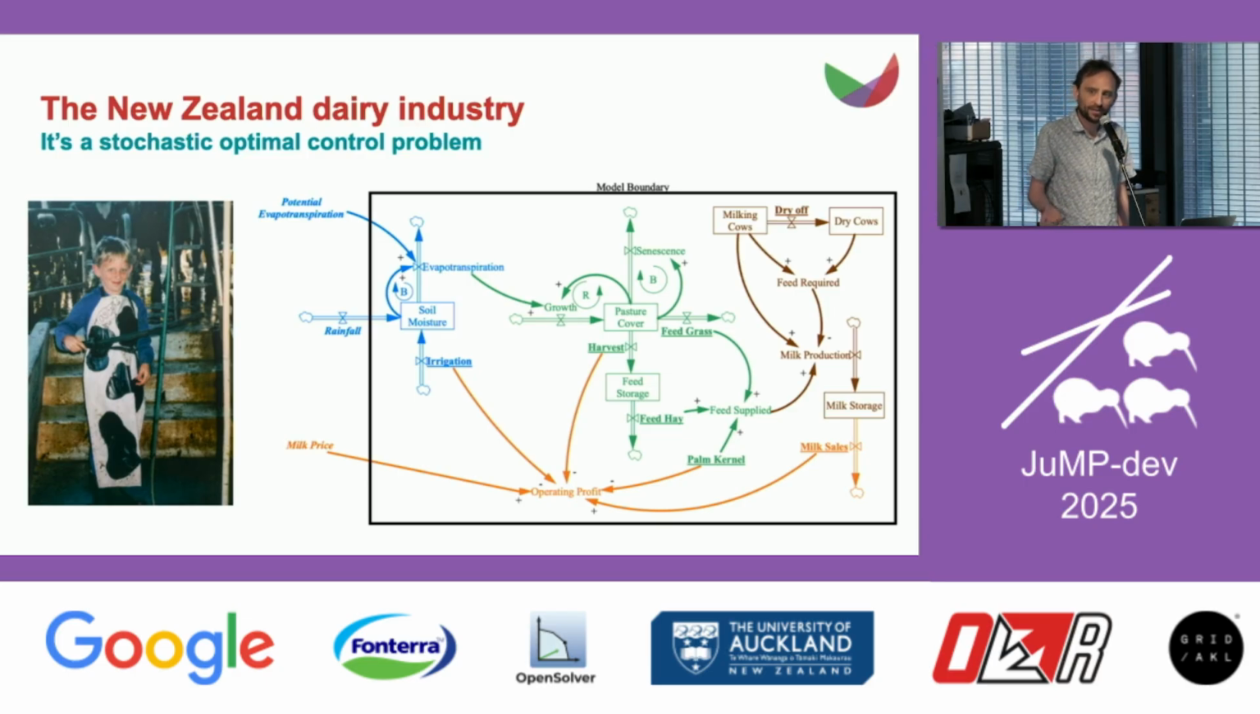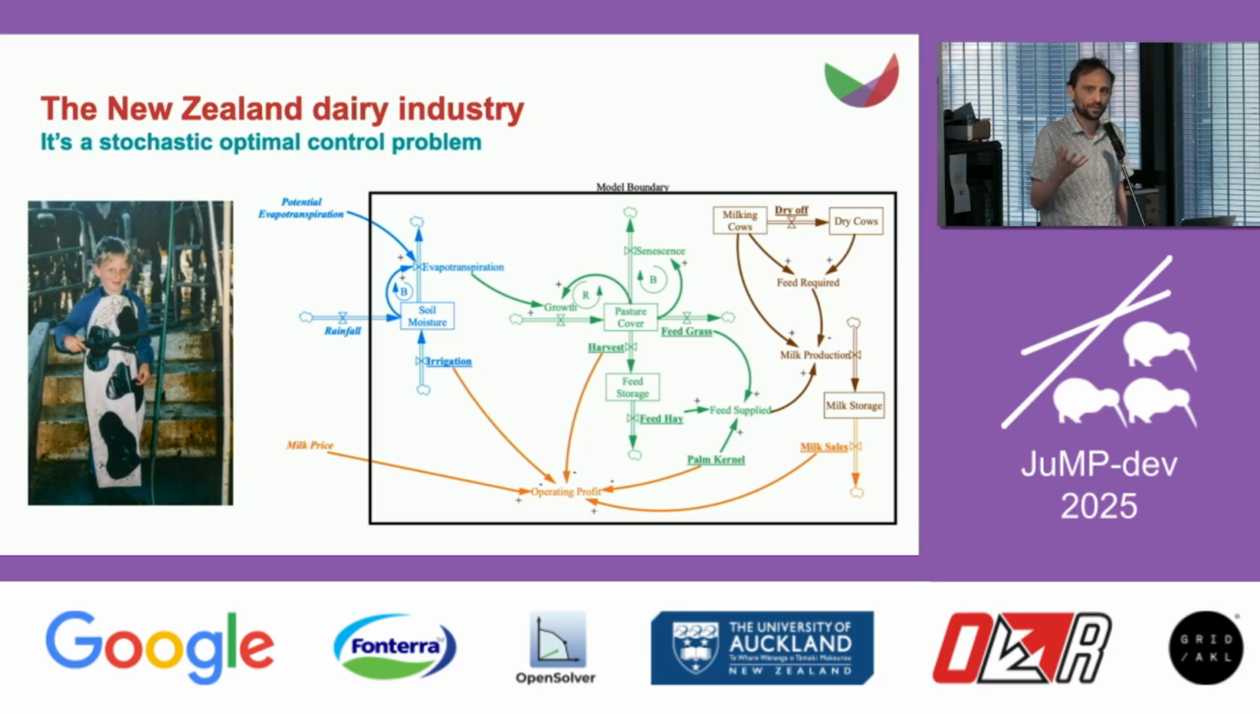When water evapotranspirates from the soil through the plants and the grass, grass grows. So another state variable is how much pasture there is in the farm. Some of the pasture dies. You can feed it to your cows. You can harvest it and put it into storage in the form of silage or hay. And then you can feed some of that grass to your cows. Or really, you put the cows on the paddock and they choose how much grass to eat.